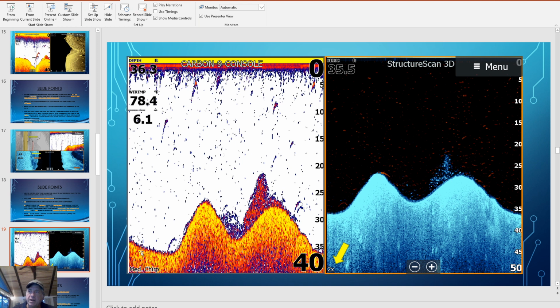Notice here too, I'm using medium chirp for frequency. Instead of just a single frequency like 83 kilohertz or 200 kilohertz, medium chirp operates on a range of frequencies. Because it's a range of frequencies, chirp is a technology that will give you better target separation as well. So if you have a chirp capable transducer and a chirp capable unit, it's a good idea to run chirp even over 83 or 200 kilohertz to give you that better target separation.